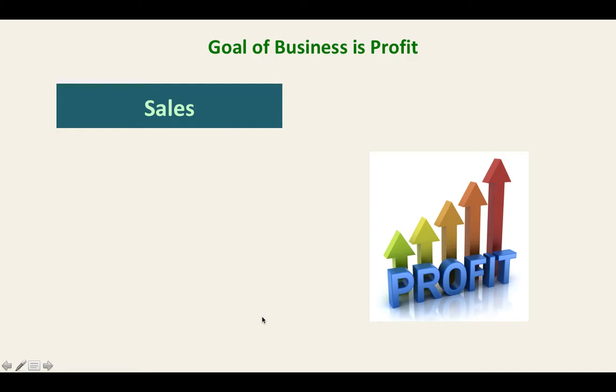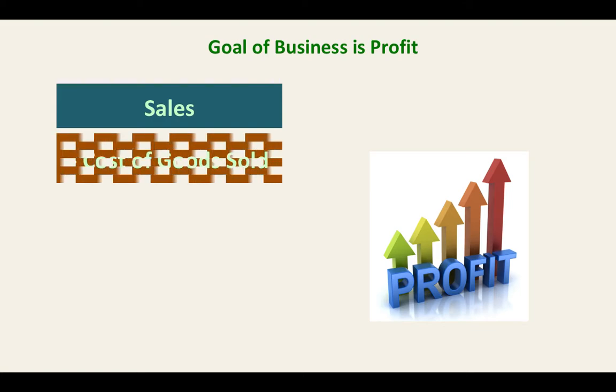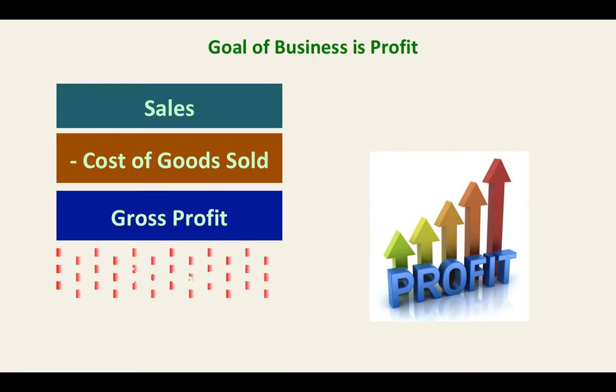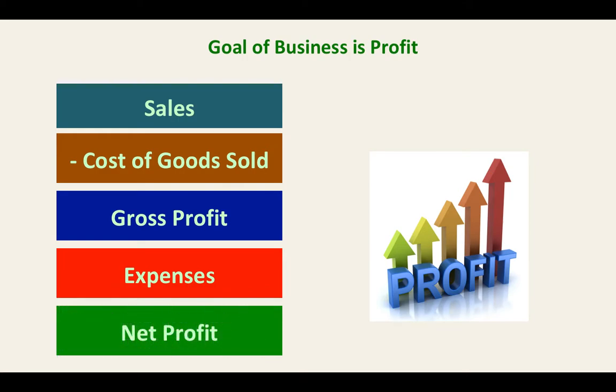So for merchandising and manufacturing, this is the basic presentation in the calculation of profit. We have sales less cost of goods sold, which will give you your gross profit, less expenses, which will give you the net profit. Okay? For businesses, if we want to increase profit, we have to make sure that we are going to increase sales, because sales is the revenue source of the business.